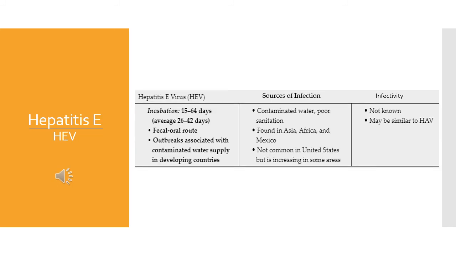Hepatitis E is the second of the hepatitis viruses that can be transmitted via the fecal-oral route, primarily through water that is contaminated in areas of poor sanitation. It is not common in the United States. It only exists in an acute form. Treatment is symptomatic, and there is no vaccine.